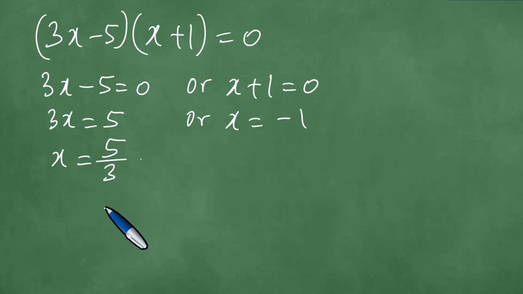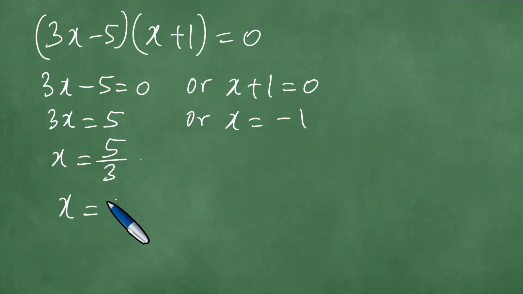So these are the answers. But here you got something like 1 point something, right? Yes, 1.67, something like that. Okay, so it's okay. You can leave it in this form. It's okay. But also you can write it as a mixed fraction.